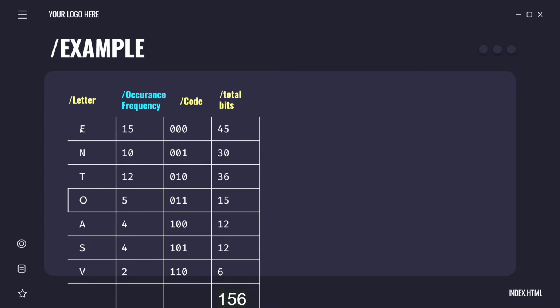So for example, for the letter E, the frequency of occurrence is 15, and the code value is 000. So the code length is 3. So the total number of bits for letter E would be 45. Similarly, the total bits are calculated for all the other letters, and they are summed up, and in this example the value turns out to be 156.